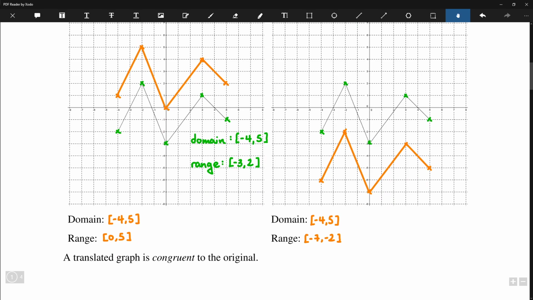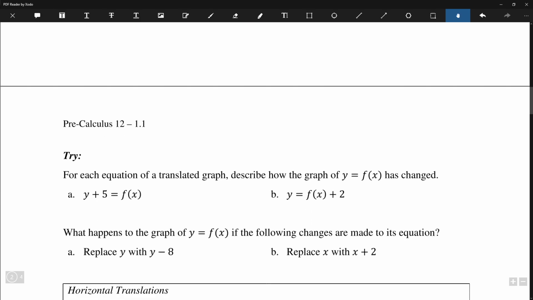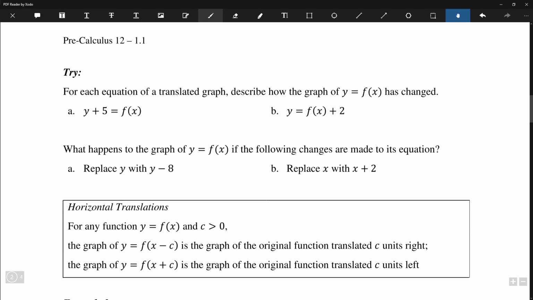A translated graph is then congruent to the original, meaning it is the same size and shape. Okay. Let's look at some examples. Here, we have y plus 5 equals f of x. That means the graph was moved down 5 spaces. And on the right, example B, this is up 2 because of the +2 after the f of x.